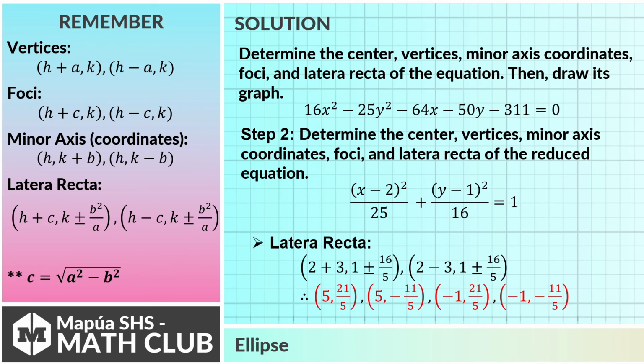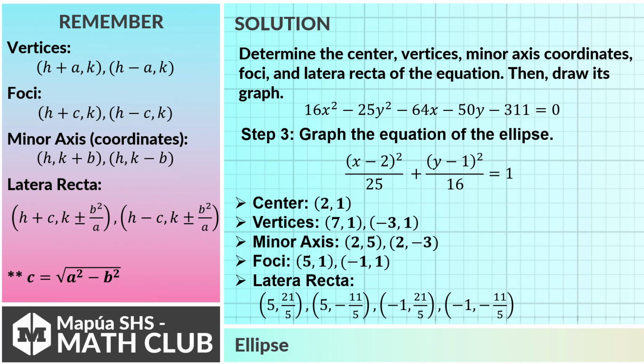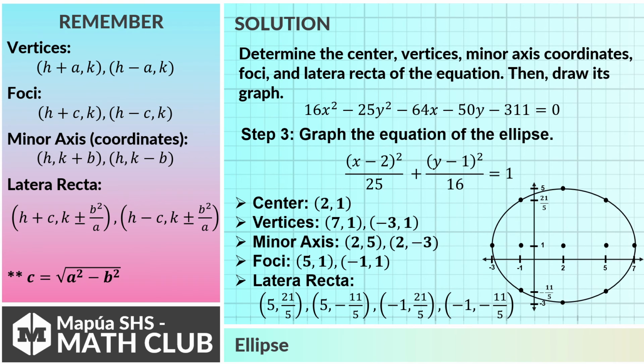After that, we can now graph the ellipse since we already know the equation's standard form and its parts. We just need to plot the coordinates we got. Then we can now draw the ellipse as well as its major and minor axis, and the graph's done. Now, going back to our goal, we can say that we were able to recognize the standard equation of an ellipse, and we were able to graph it using the given equation.